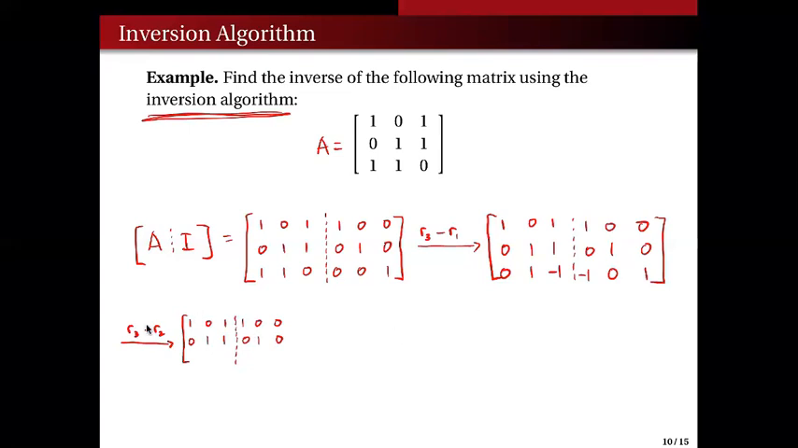For row 3, we have row 3 minus row 2. So 0 minus 0 there, it's 0. 1 minus 1 here, that becomes 0. Negative 1 minus 1 here, that becomes negative 2. And then in here, negative 1 minus 0 here, that's still negative 1. 1 minus 1 here, that's negative 1. 1 minus 0 here, that's 1. Okay?